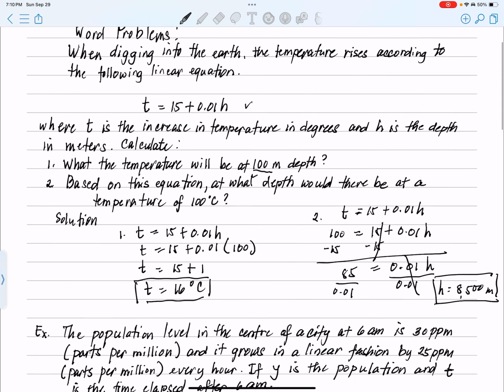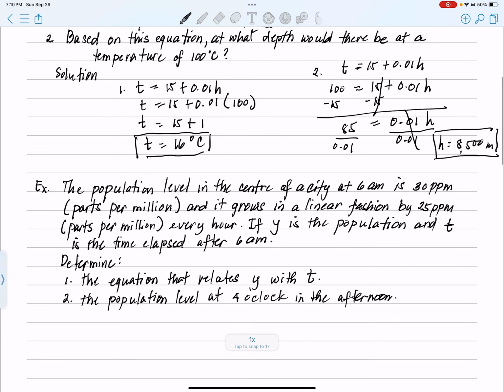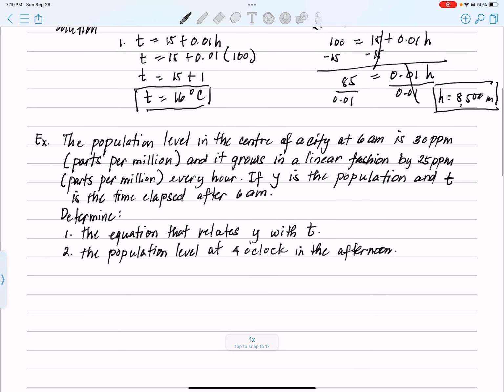Let's have another problem. The pollution level in the center of a city at 6 a.m. is 30 ppm, that is parts per million, and it grows in a linear fashion by 25 ppm every hour. If Y is the pollution level and T is the time elapsed after 6 a.m., determine: 1. The equation that relates Y with T. 2. The pollution level at 4 o'clock in the afternoon.